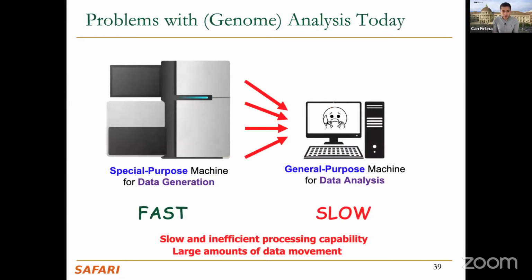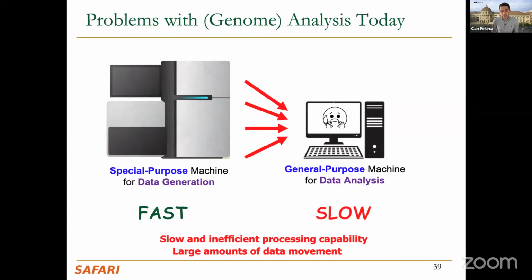And we know that generating the DNA data, genomic data, is not necessarily a problem. These machines are high throughput machines, meaning they are specialized at generating data at a very, very fast rate. But then how we are trying to analyze this data is via general purpose machines, right? Your personal computer, or maybe the machines and servers and so on. We're trying to use them for data analysis.